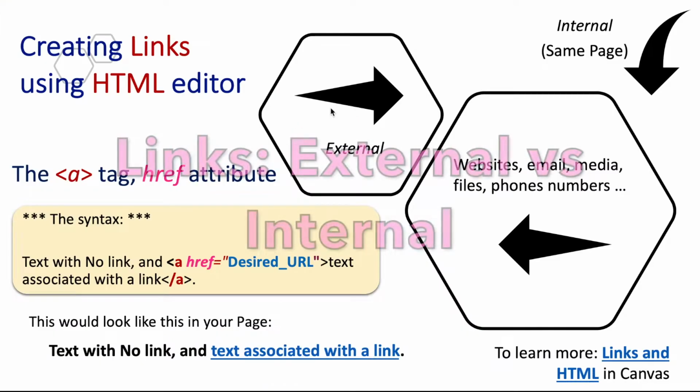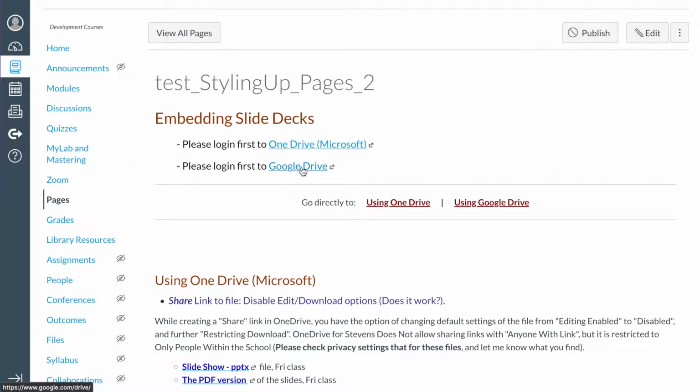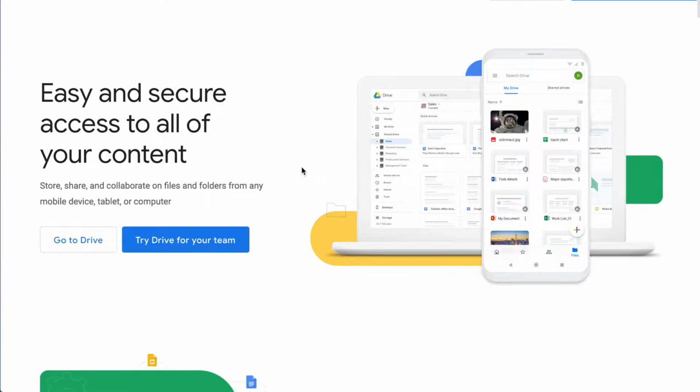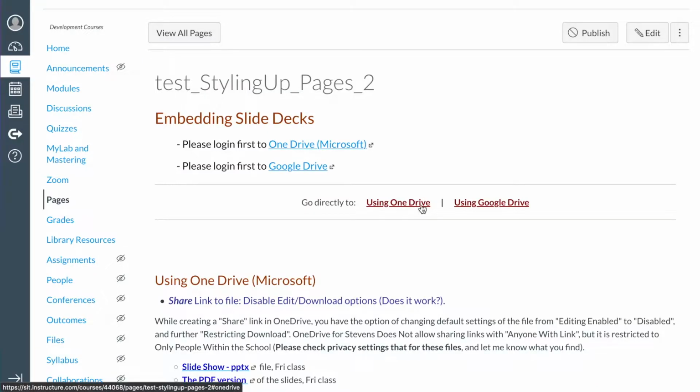We're going to be looking at two different kinds of links, external and internal, whether they take you to any other place aside from the page where you're working, or if they take you to a particular location inside of the same page. So this could be very useful, for example, when you are creating menus.